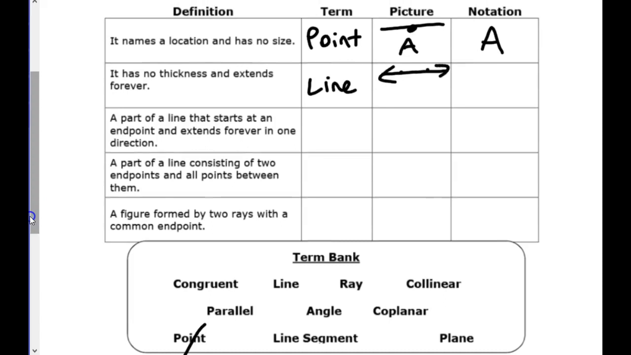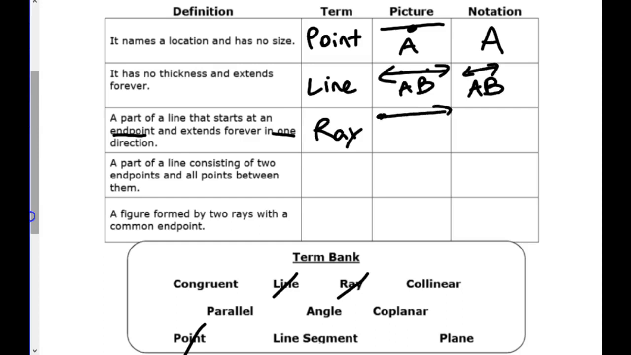So here's an example, and then our notation will look like that. Part of a line that has an endpoint and goes in one direction, we got to know that's a ray, okay? Part of a line, that's a segment, line segment.